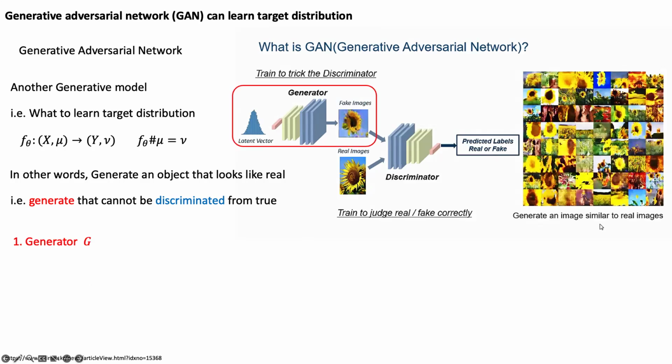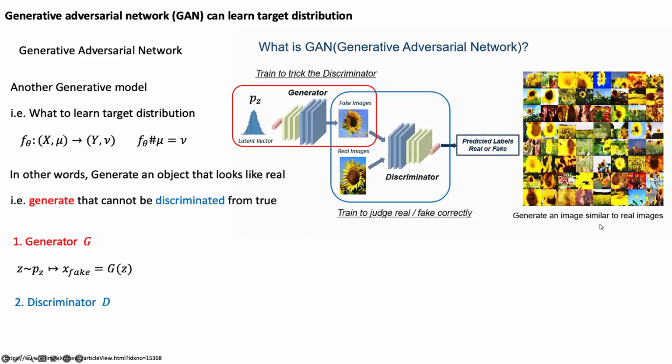How do we train this? First, you have a generator. Generator, you start with some input distribution and generate some fake image using this network. And second, you have a discriminator. So discriminator tries to designate a probability of 0 to 1 value for this input.